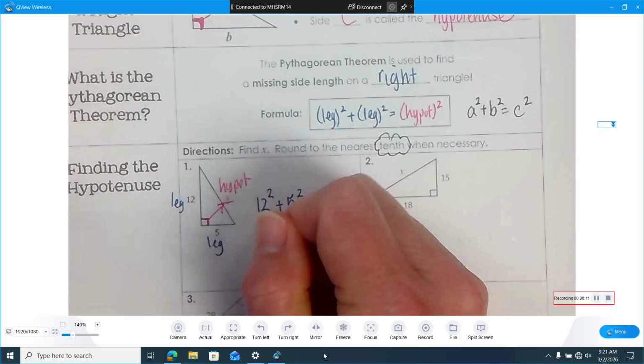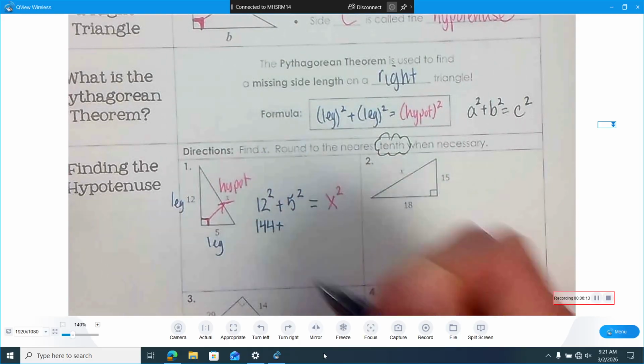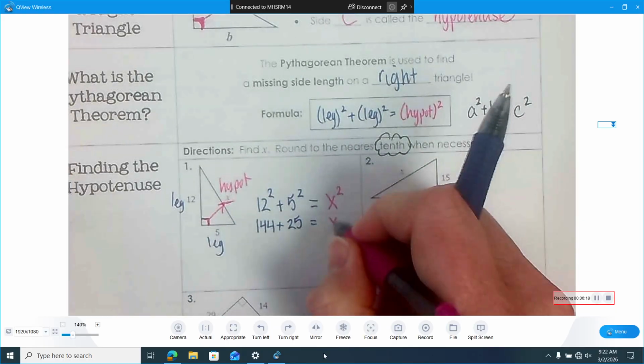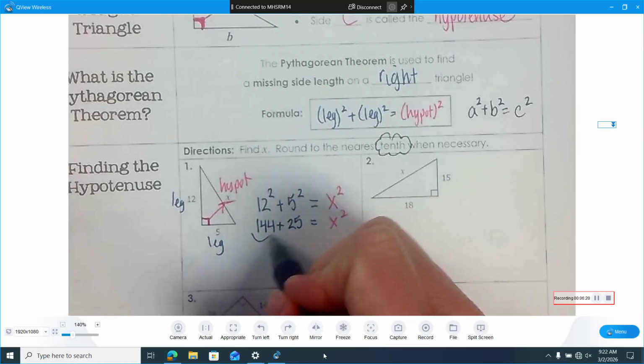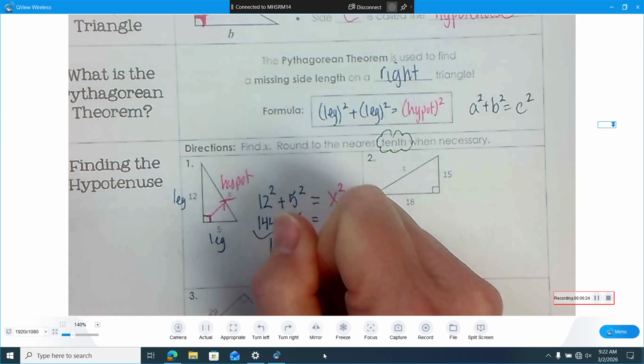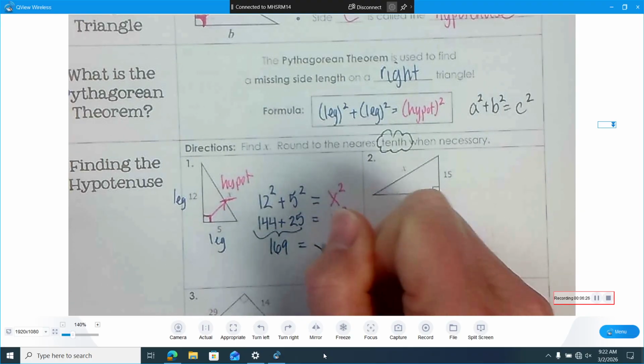144. 12 times 12 is 144. What is 5 squared? 25. Okay. And that equals our x being squared. Can I add the 144 and 25? Yeah, what do we get? 169. Very good. Equals x squared.